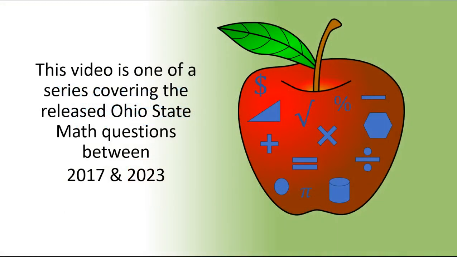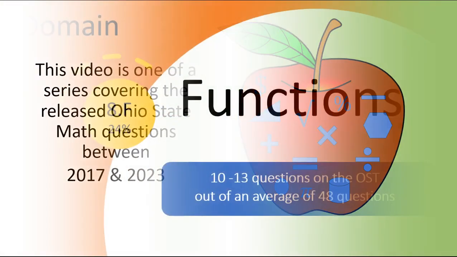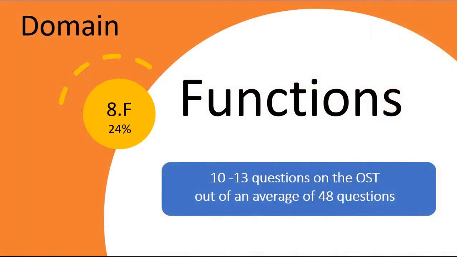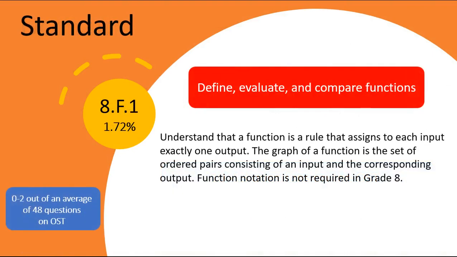This video is one of a series covering the released Ohio State math questions between 2017 and 2023. Functions make up almost 1/4 of the test questions. Standard 8.F.1. Define, evaluate, and compare functions. Understand that a function is a rule that assigns to each input exactly one output. The graph of a function is the set of ordered pairs consisting of an input and the corresponding output. Function notation is not required in grade 8.